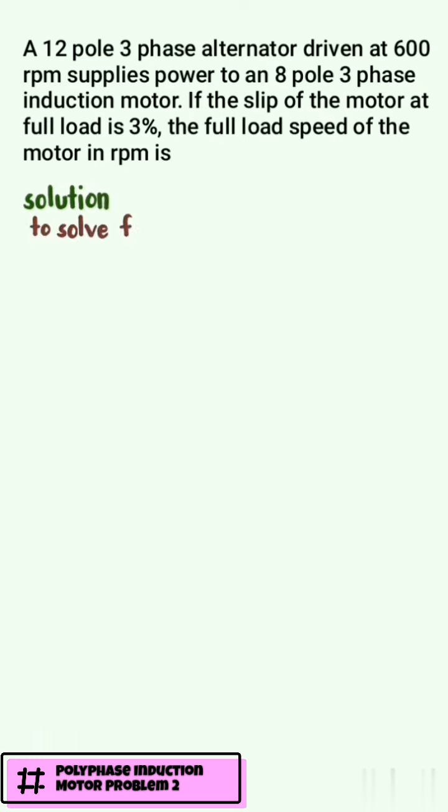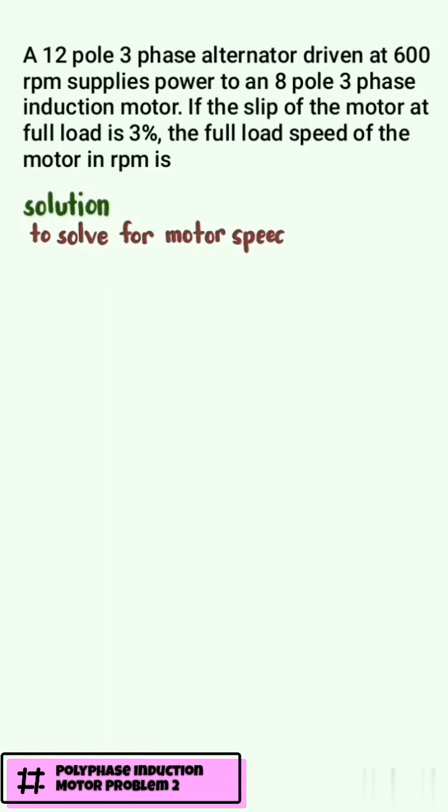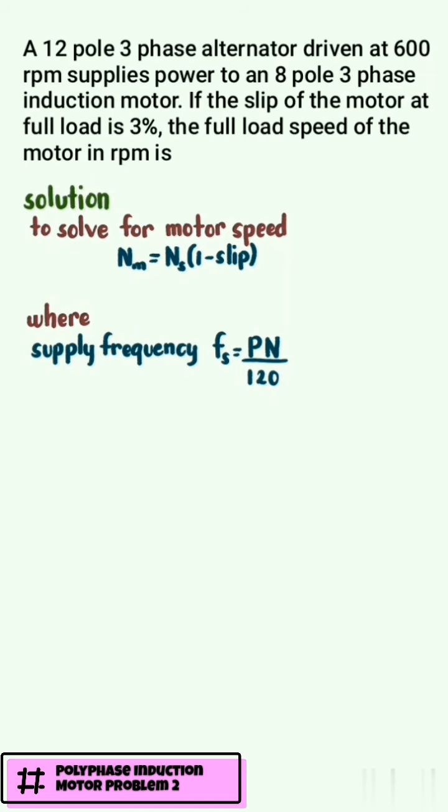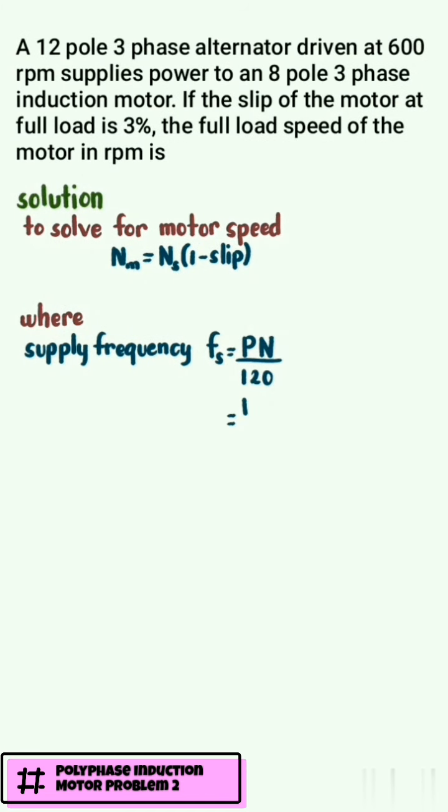To solve for the motor speed, we have the formula of Nm equals Ns multiplied by 1 minus slip, where the supply frequency Fs is equals to P N over 120. The value of P is 12 and N is 600 all over 120. We have 600 Hertz.